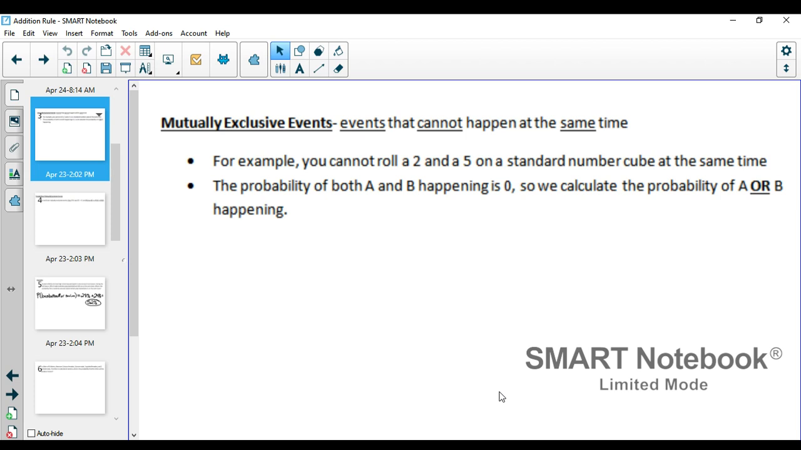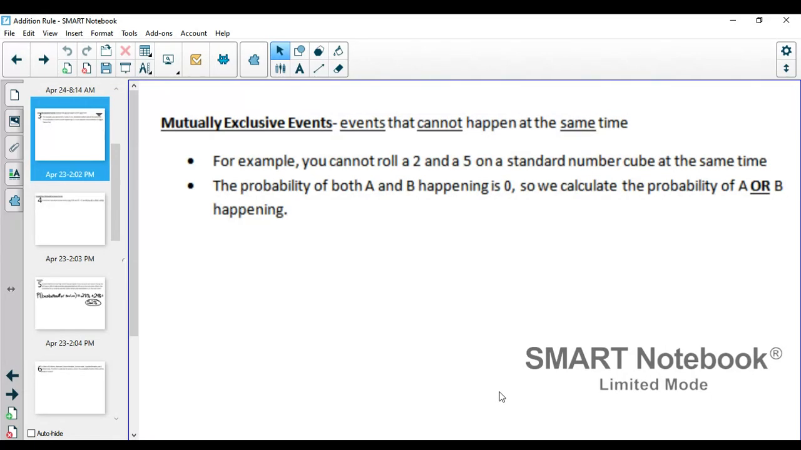All right, so our next set of notes are, it's still compound probability, but it's specifically the addition rule. There are two versions of the addition rule that we're going to talk about. We use the addition rule when we are talking about mutually exclusive events, which means they're events that cannot happen at the same time. For example, you can't roll two different numbers on one number cube at the same time. It's impossible. Okay. So you can't roll a 2 and a 5 at the same time.